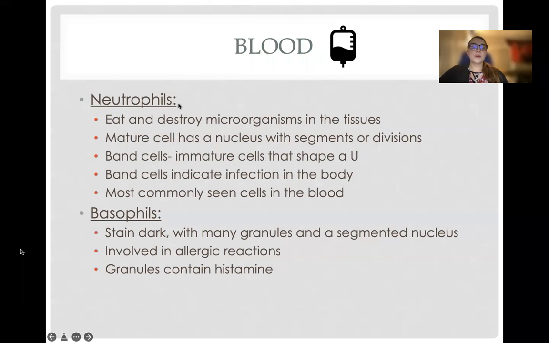Now, when they are immature, they are considered to be band cells. So band cells are those immature cells of the neutrophils, so they're still in the developmental stages, and they're actually shaped like a U. And this is really important more on blood smear interpretation.